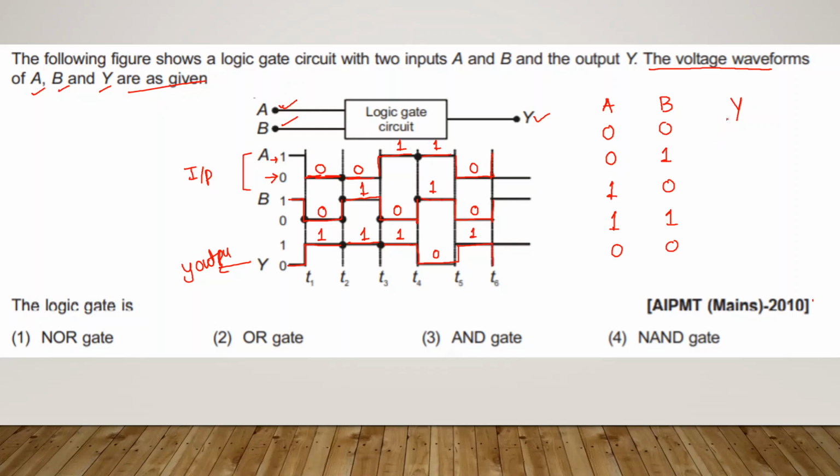Let us see this truth table. What are the outputs for this particular waveform? 1, 1, 1, 0, 1. So let us neglect the last one because it is repeating, so that we can directly identify the truth table. Whenever both the inputs are 0, the output is 1.